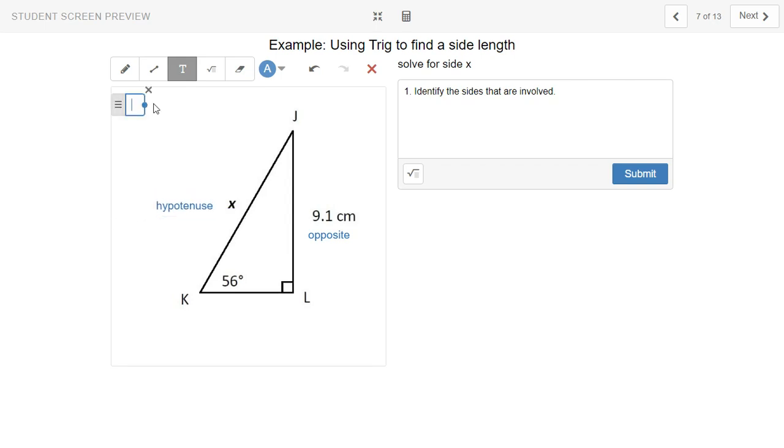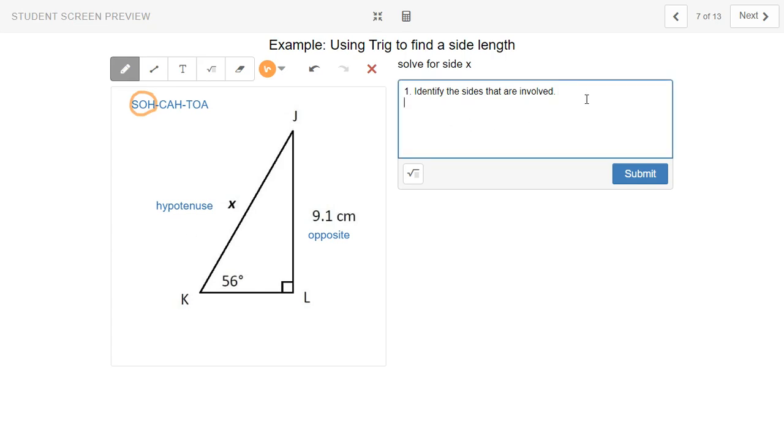Let's check our menu for trig ratios again. SOHCAHTOA. And we see that the only trig ratio that involves the opposite and the hypotenuse would be our sine ratio. So we've decided we're going to use sine A is equal to opposite over hypotenuse.